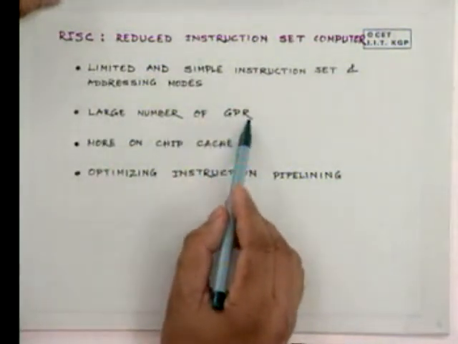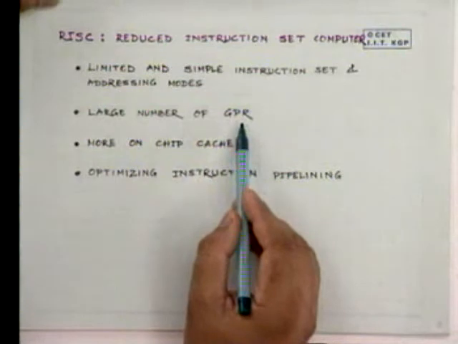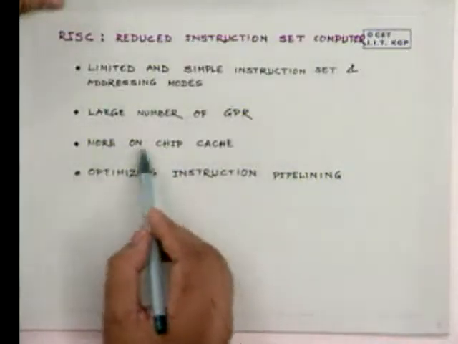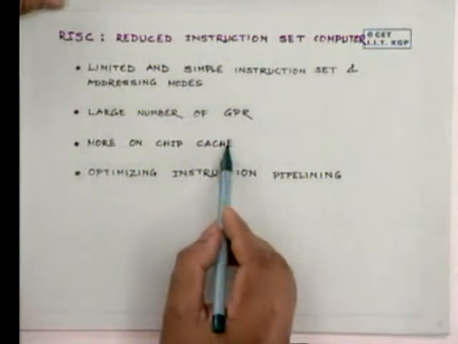And as more chip area is available, you can have a large number of general purpose registers. If you have more general purpose registers, then you can keep many operands within the CPU itself, and therefore to get an operand you don't have to go to the memory to fetch it. Any memory access is time consuming, so if you can keep more operands within the CPU itself, your program execution speed increases.